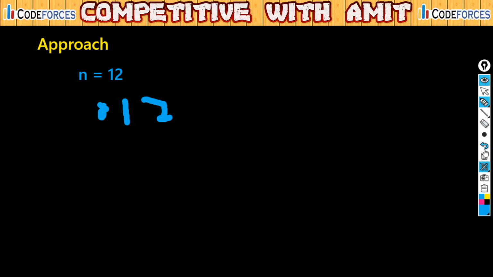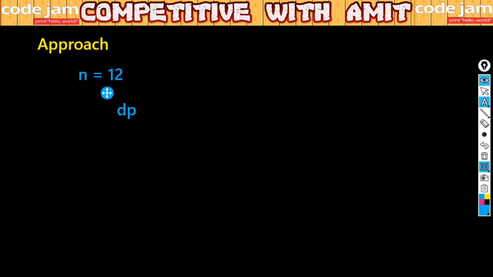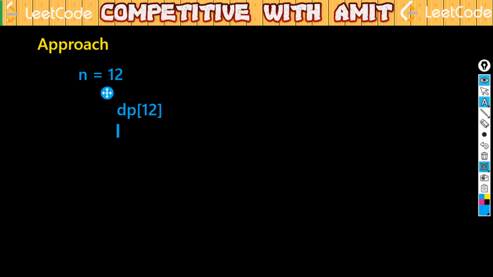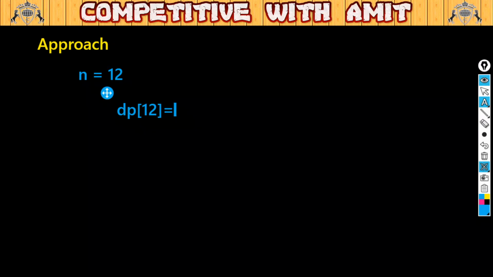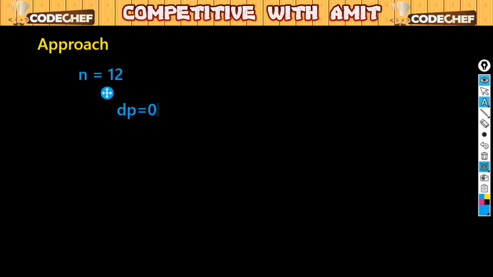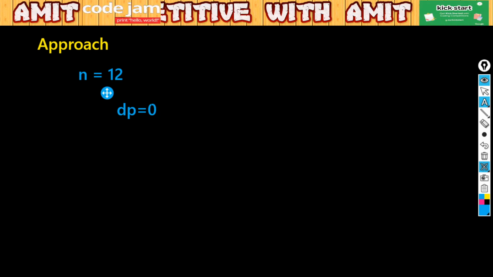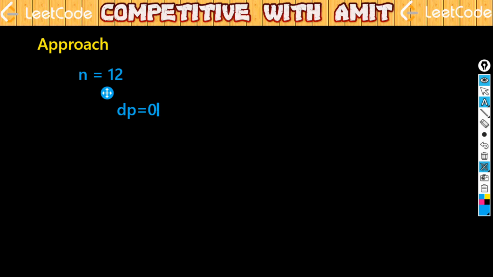First of all we will create a DP array. Initially I have created a DP array of size n, so it is of size 12. Now I will initialize its 0th index by 0. What this 0 says is that for making 0 we require 0 numbers.